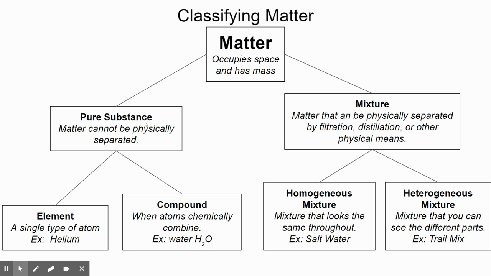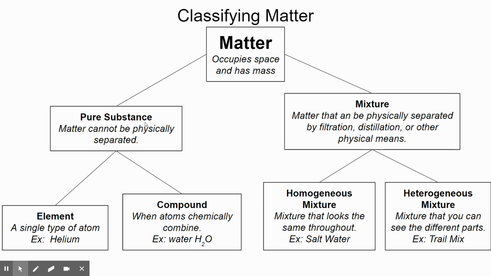So we cannot physically separate it, right? You can't take an element, an atom, and break it apart physically. You can't take a compound, you can't take water and break it apart physically, okay? So a pure substance can be just a single element, or it can be a compound, a combination of elements. A very simple example is water, H2O. And neither of those things can we really separate physically.